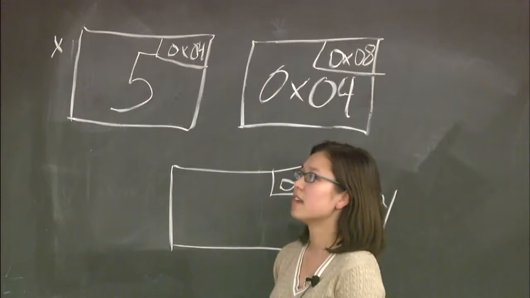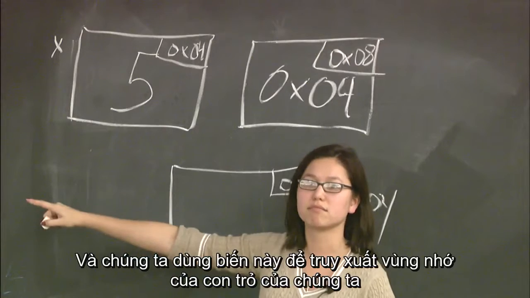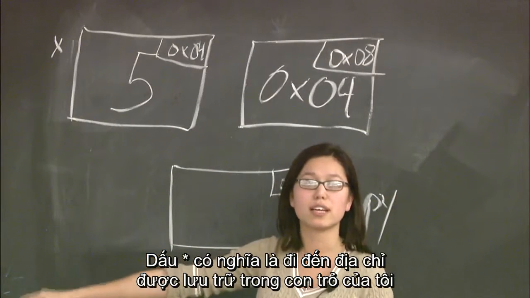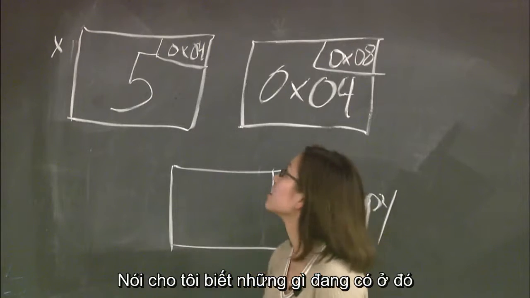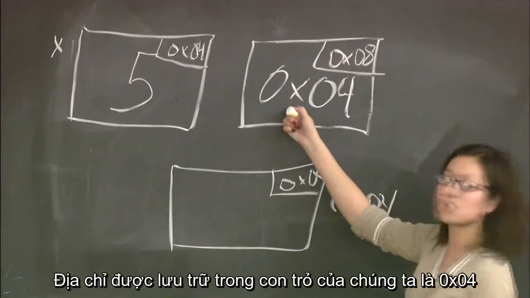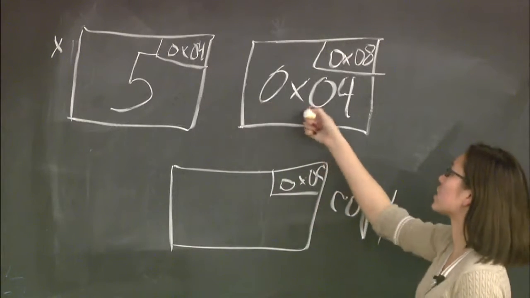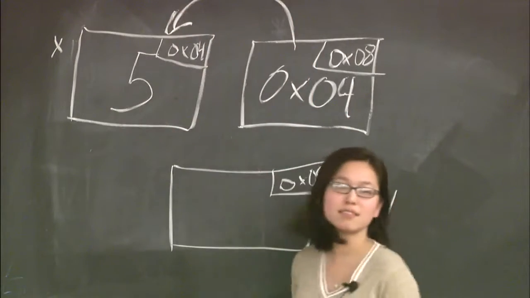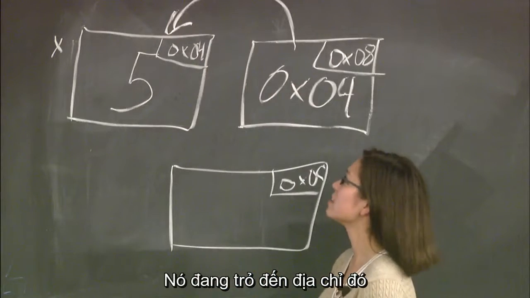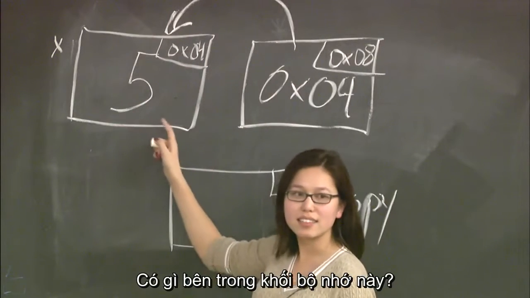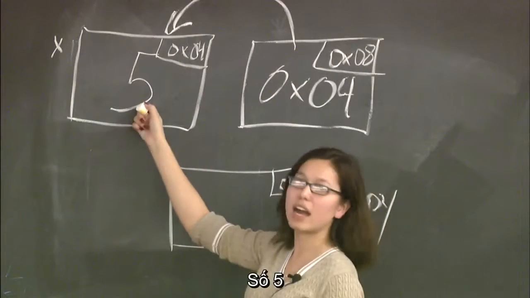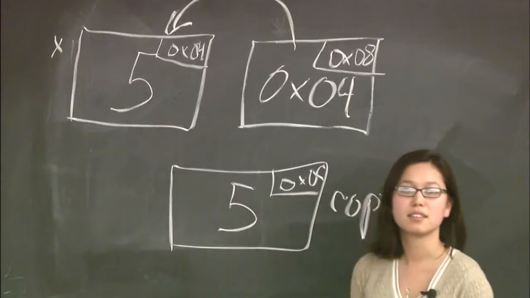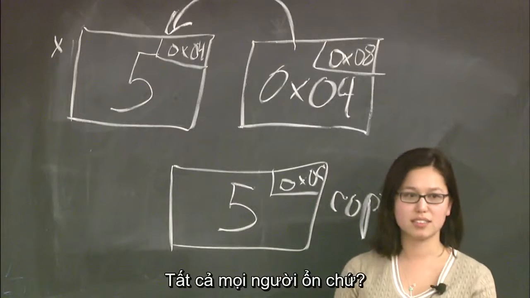Okay? And we dereference our pointer. The star means go to the address stored in my pointer. Tell me what's there. So the address stored in our pointer is 0x04. So we go to that address. It's pointing to that address. What's inside this memory block? It's a 5. So that's what we assign to copy. Everyone good? Cool.